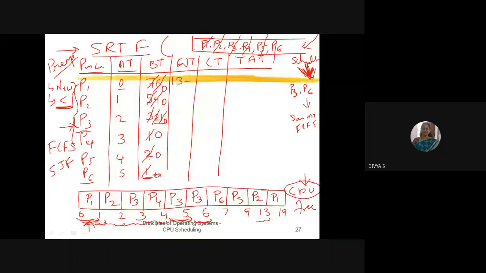So what is the time interval of this? 1, right? And minus its arrival time. What is that? 0. So together, what is the total waiting time? 12. P1 process, 12. Okay?